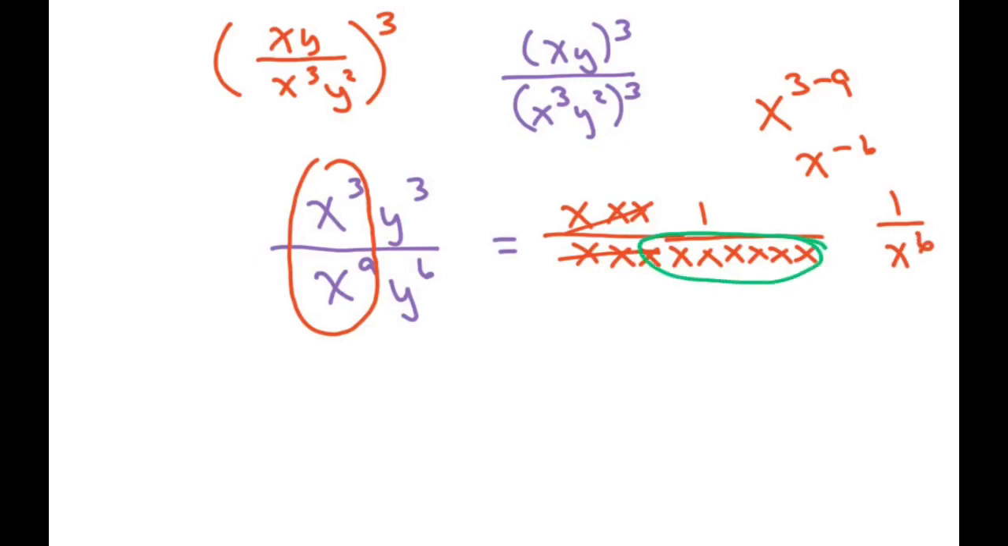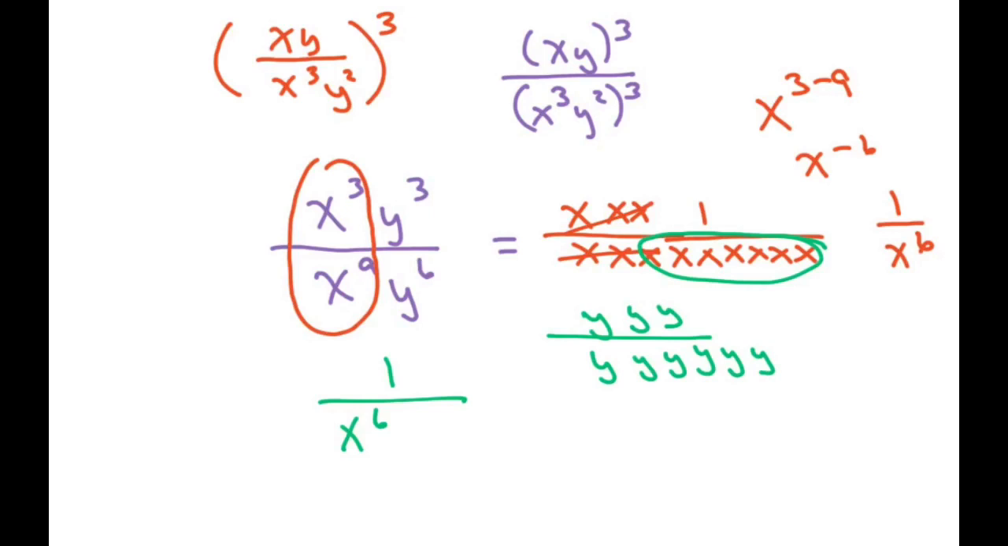And the same thing for this one. We're going to have 3 on top and 6 on the bottom. That leaves 3 on the bottom. So we're going to have 1 over y cubed. And again, I'll write this out. 3 y's in the numerator and 6 in the denominator. So that'd be 1 over, and there's 3 of those, so that'd be y cubed.